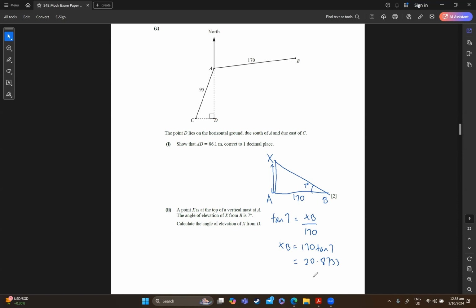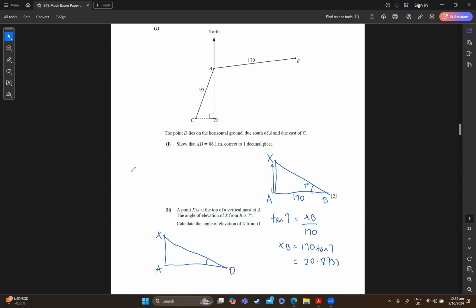Now they say, right, calculate the angle of elevation of X from D. So now that you found D, right, you can create another right angled triangle. So this time round, the right angled triangle will be XAD. Okay, they want you to find what this angle is.